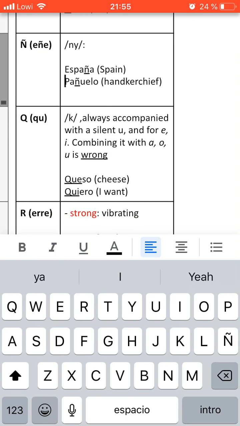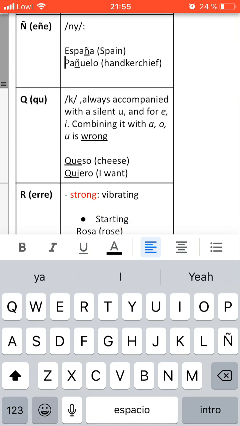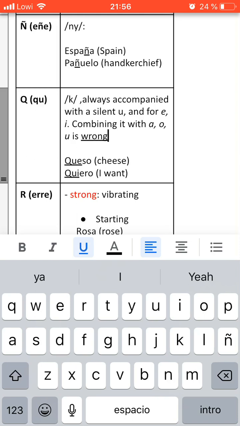Now we have the letter Q. The letter Q sounds like a K, but it must always be accompanied with a silent U, and it's only available for E and I. Combining it with A, O, and U is totally wrong. So we have two examples: queso, which means cheese, and quiero, which means I want. Queso, quiero. The U is silent as we saw with the strong phoneme of the letter G. It's the same parallelism, but in this case with the letter Q.